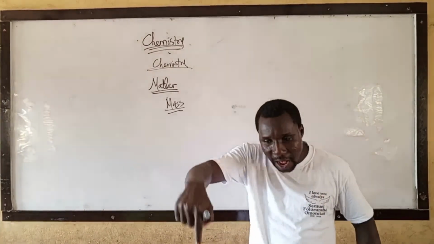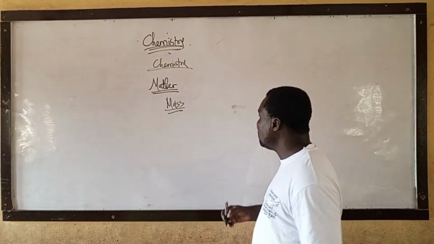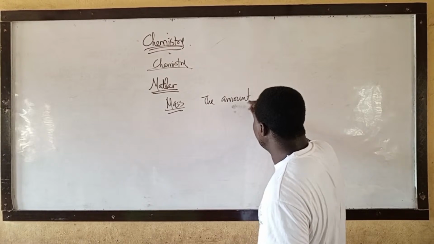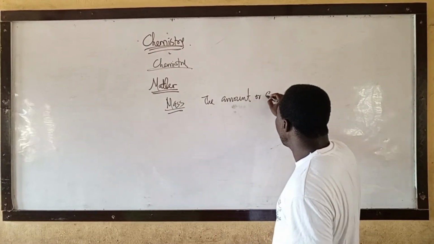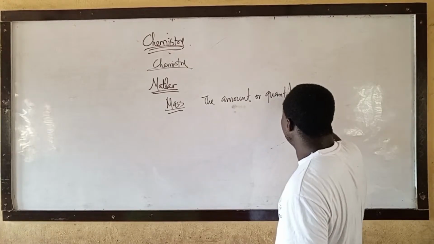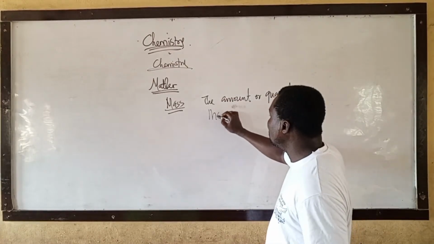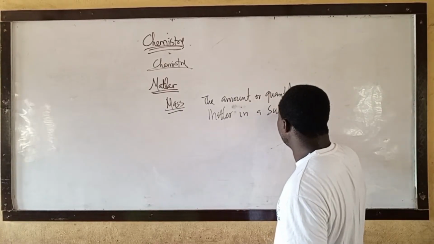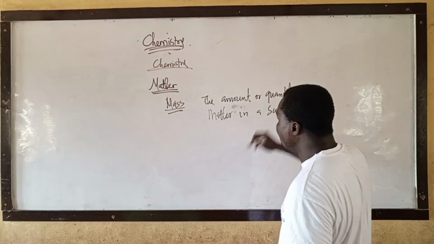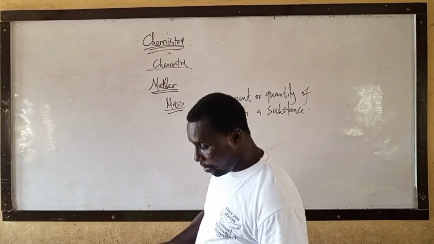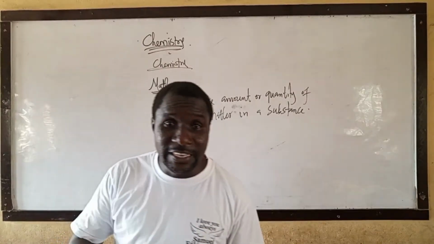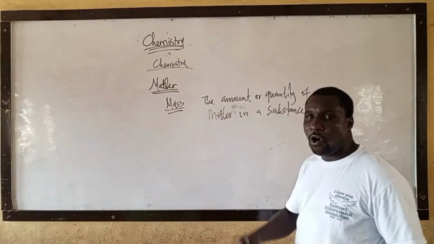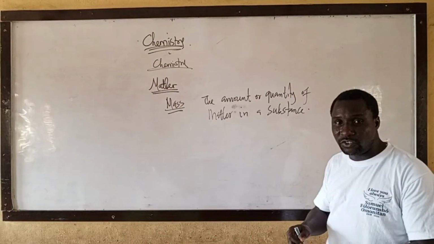Mass is the amount of matter in the body. The amount or quantity of matter in a substance. The amount or quantity of what? Matter in a what? Substance. That is what? Mass. The amount or quantity of matter in a substance.